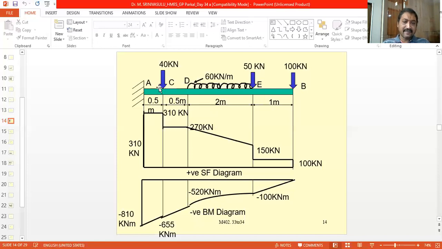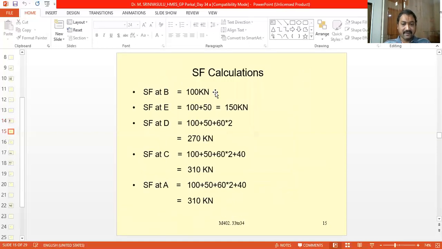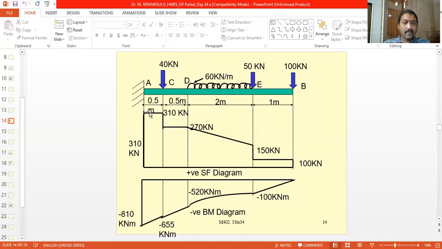So all are positive. Now coming to the point C. So exactly at point C, what is happening? Another point load is acting. So between D and C, the same will be there. But exactly at point C, another point load is acting. If you take the right hand side of the point C, so 100 kN plus 50 plus 40, 190. 190 plus this 60 into 2, 120. So 190 plus 120, total is 310 kN. So 310 kN acting at the point C.